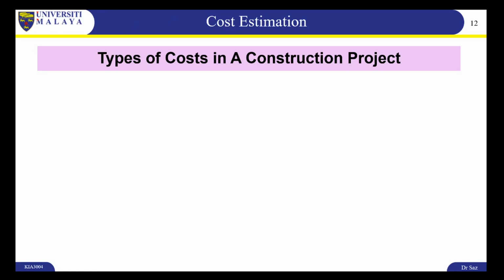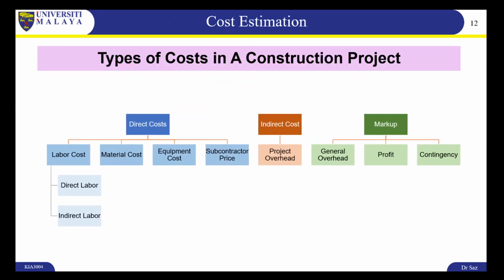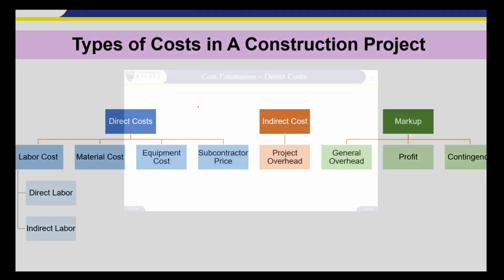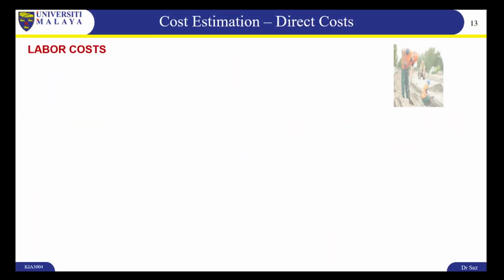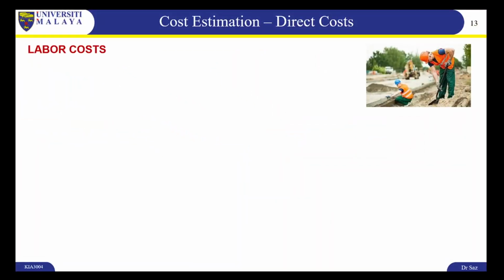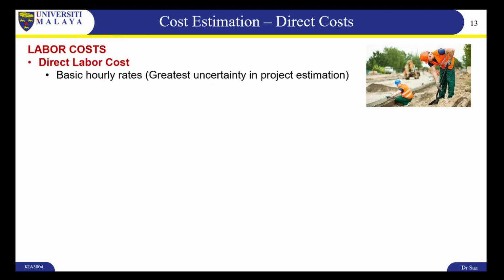Now, there are different types of costs in a construction project. They're basically divided into direct costs, indirect costs, and also markup. Now, we'll be looking at direct costs first. Direct costs are comprised of labor costs. And labor costs, on the other hand, is comprised of direct labor costs, which is basic hourly rates. How much does a worker get paid for each hour?